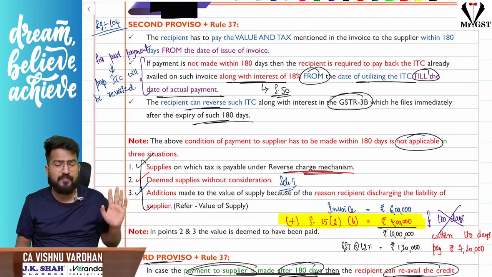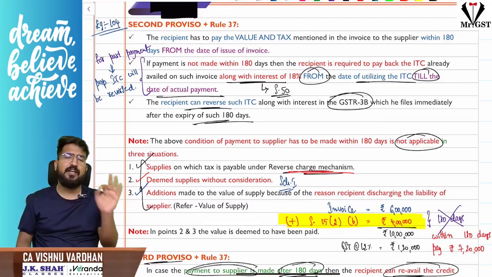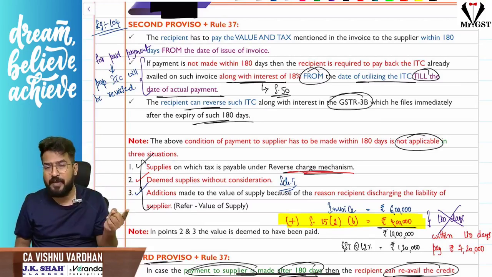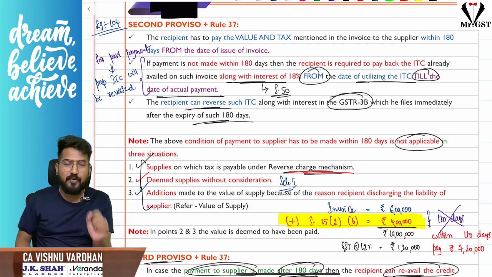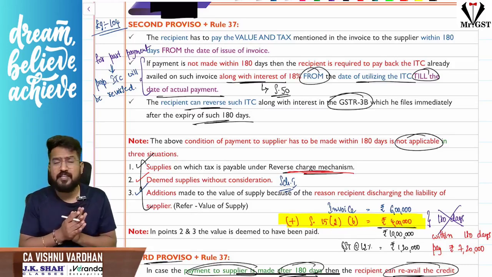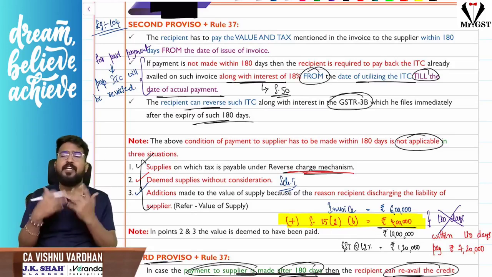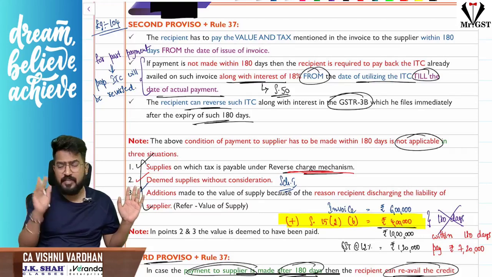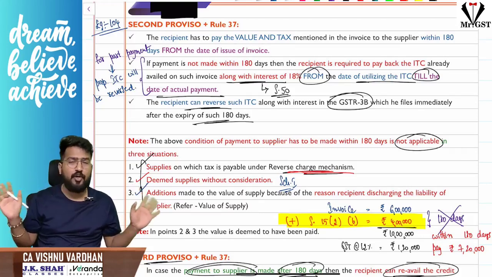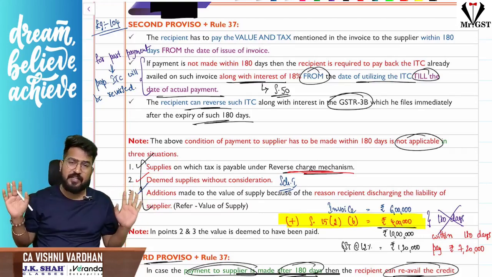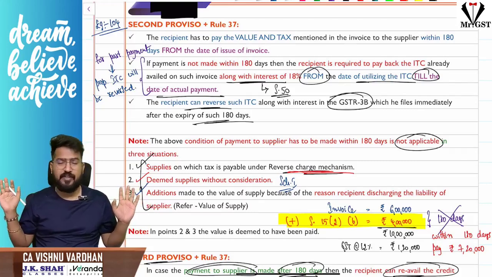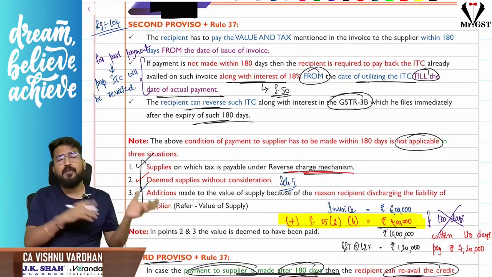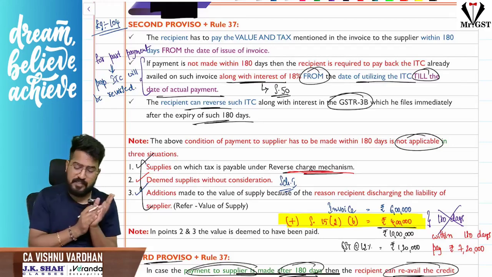Am I clear? So I repeat, within 180 days from the date of invoice, the recipient should make payment to the supplier, both value and GST. Otherwise he has to reverse the ITC along with the interest. Later on in future, if he is making any payment, he can just re-avail the ITC. The section 16 subsection 4 time limit is not applicable, and he can re-avail the ITC. Interest part he cannot get any benefit. Okay, if at all he has made any part payment, the proportionate amount he has to reverse.